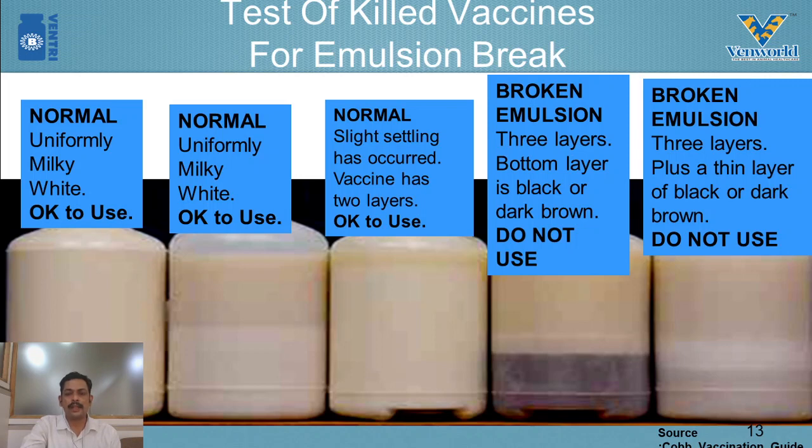Again, if some slight settling has occurred and the vaccine has two layers, it will still be okay and we can use these killed vaccines. But if you find there are three layers, where the bottom layer is black or dark brown and there are clear-cut indications of three layers, then it is a broken emulsion, and we do not use such killed vaccines for the vaccination purpose. Same thing here. So don't use such killed vaccines.